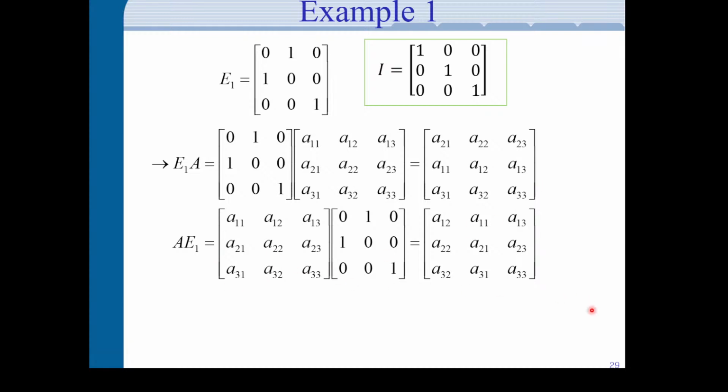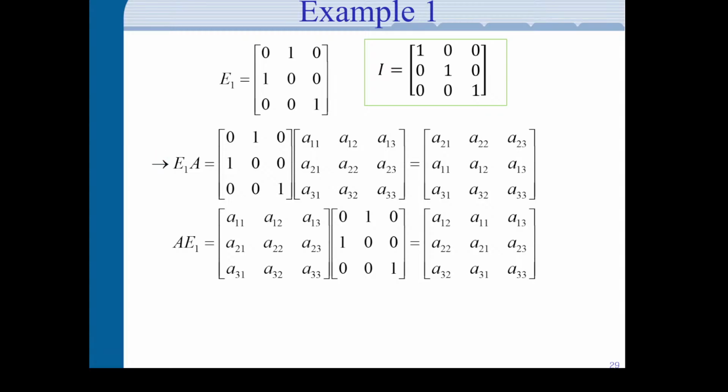And there's another thing you can do that is less clear. If you multiply on the right, then we'll interchange the columns of your matrix A. But for now, this one is more important.